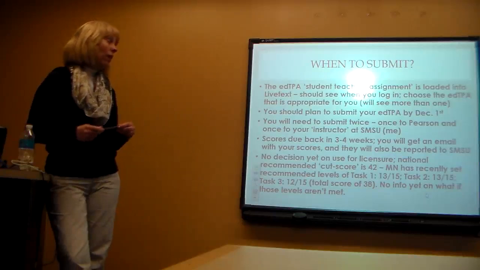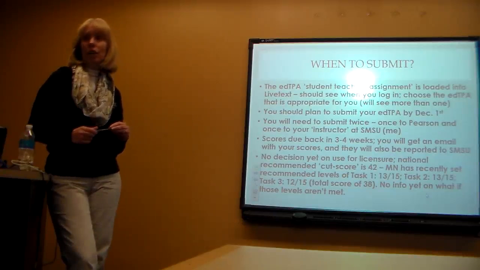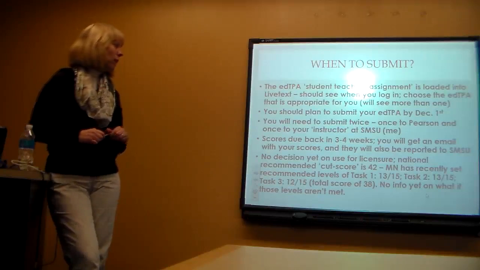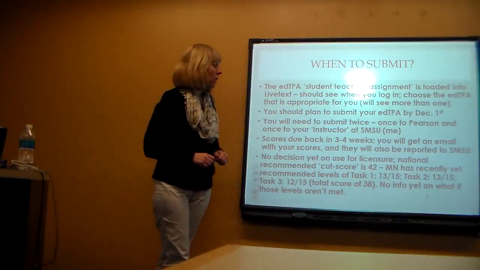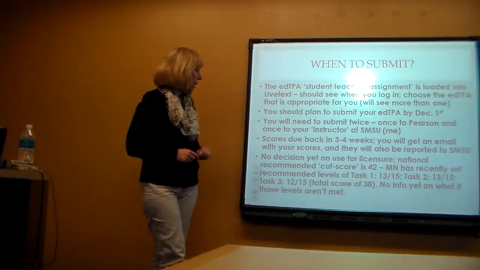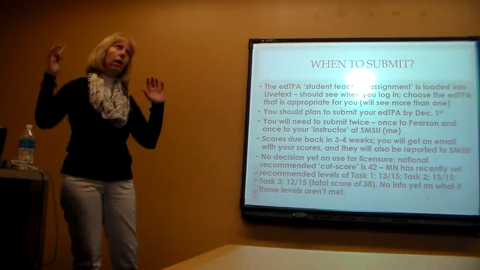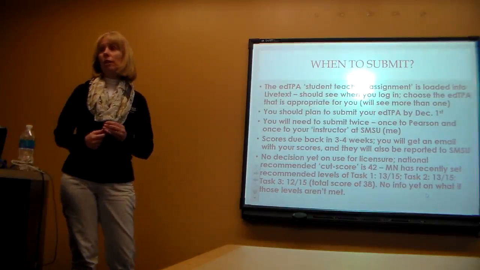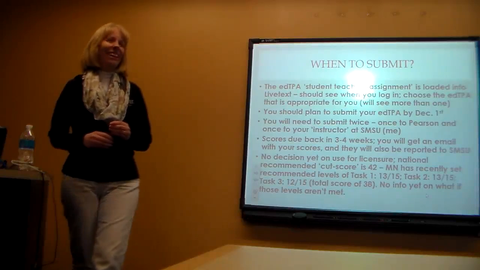Right now, the cut score recommended nationally is 42. The trend typically has been for Minnesota to think they always have to be one better. We're hoping not, but what they're saying right now is they want you to have a 13 out of 15 on task 1, 13 out of 15 on task 2, and a 12 out of 15 on task 3. That's the numbers we've heard from our colleges of teacher ed group. That would be a 38, which is substantially lower than the national 42. I wouldn't count on that one being, you know.